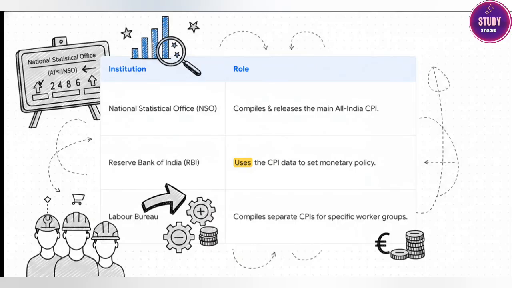So who's running the show here? Well, it's really a team effort. You've got the National Statistical Office, the NSO. They're like the official scorekeepers. They gather all the data and release the main CPI number every month. Then you have the RBI, the key player, who takes that number and uses it to decide what to do with the repo rate. And you've also got the Labor Bureau, which calculates more specific CPIs for different types of workers.